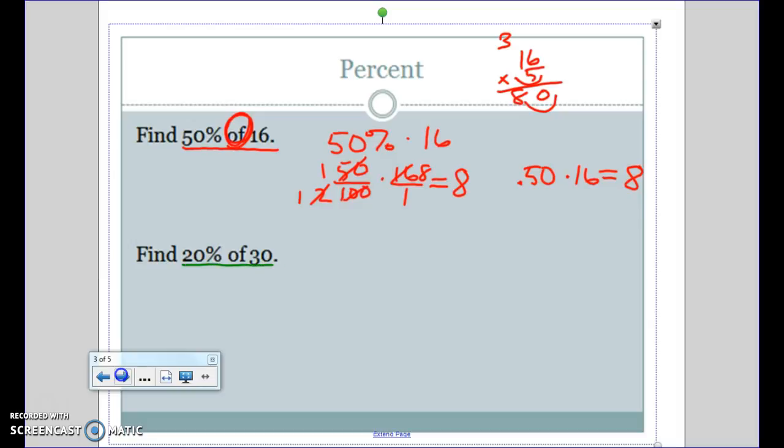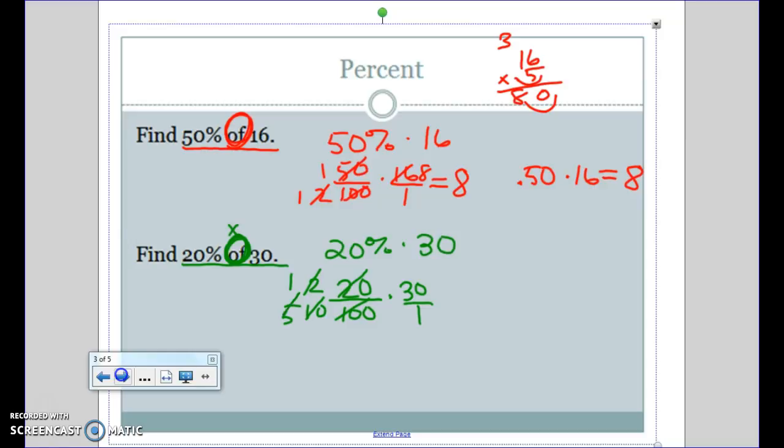It says find 20% of 30, and I want to really emphasize this word of because we're going to be using it a lot. That means multiply. So I'm really taking 20% times 30. Well, let's figure this out here. 20% is 20 per 100. If I multiply that by 30, we'll see what happens. I see that 10 can go into 20 twice and into 100 10 times. 1 and 5, and then finally 5 and 6 multiply, and I get the answer of 6. 6 is 20% of 30.